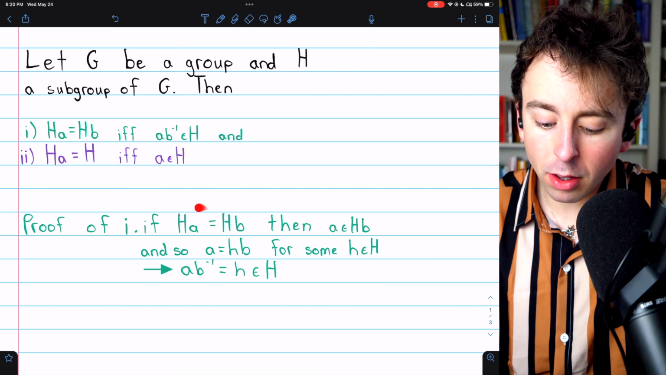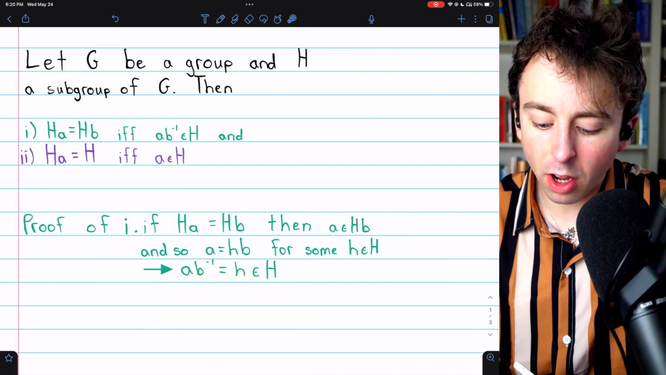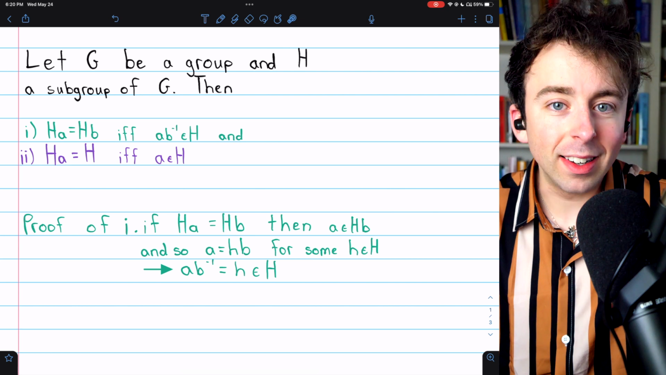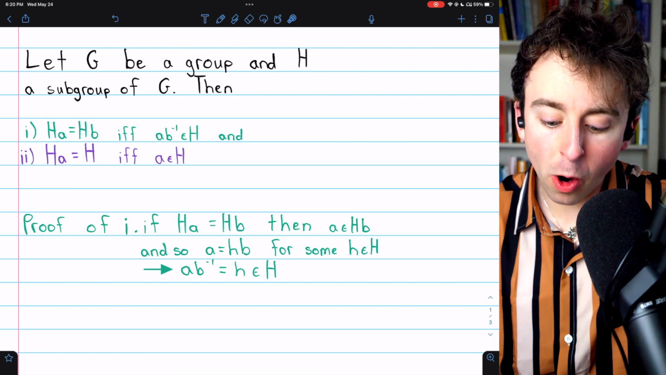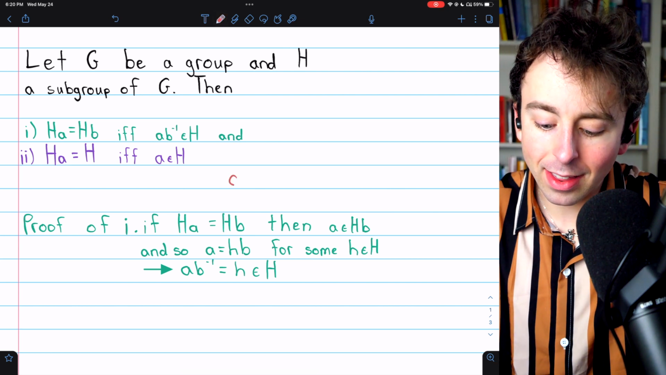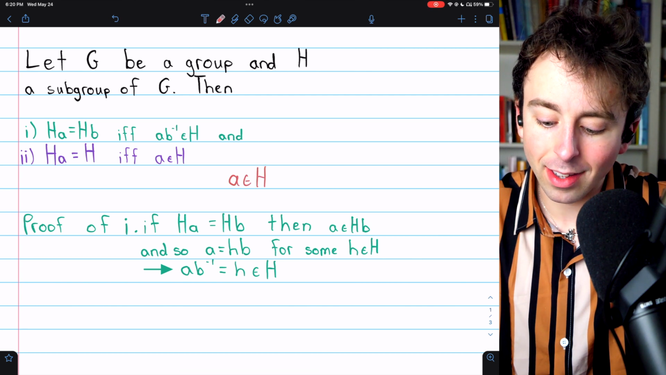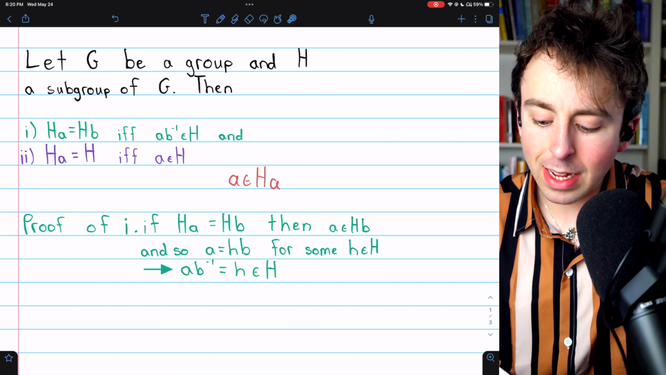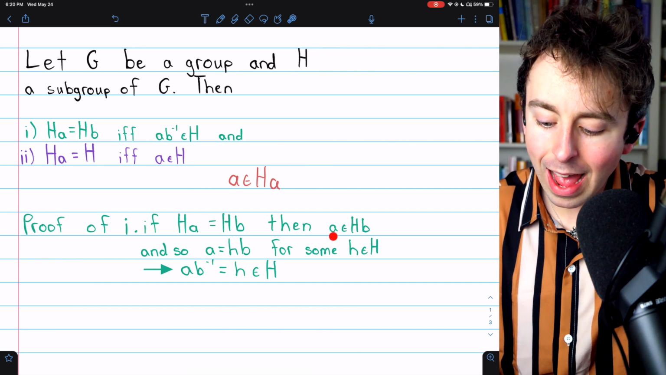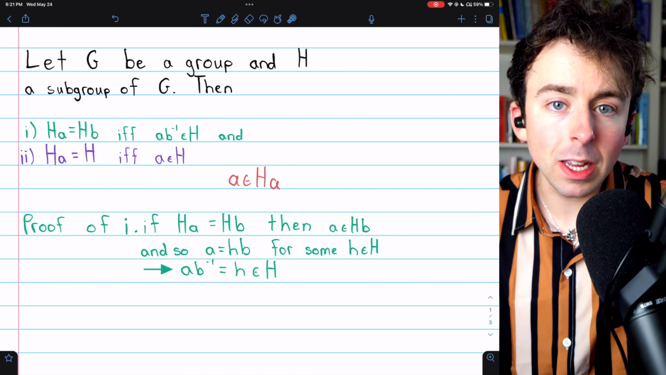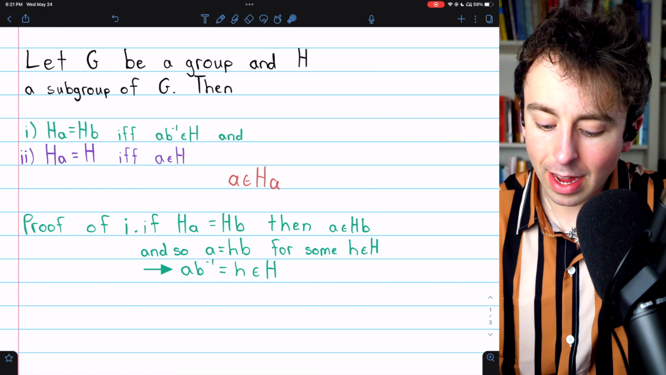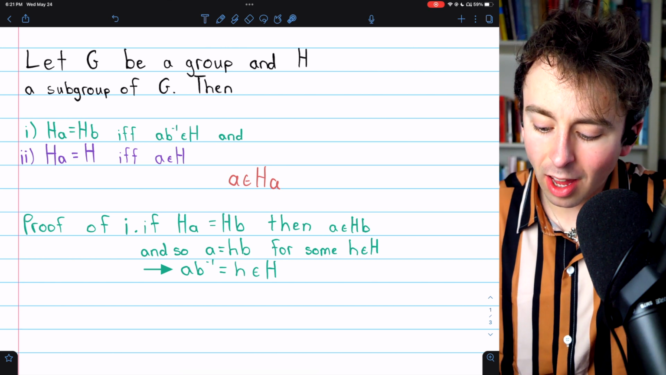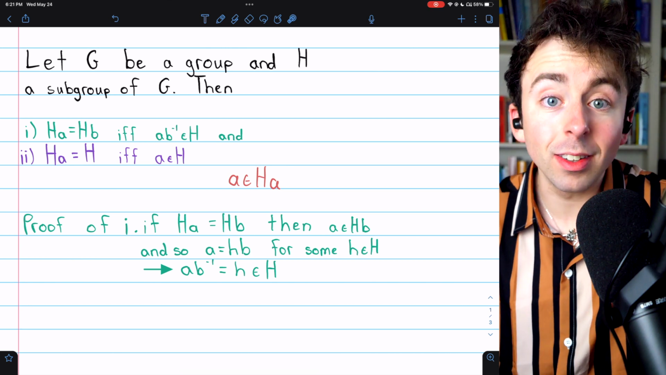So we assume that the coset HA is equal to the coset HB. But then certainly the subgroup H contains the identity, and thus the coset HA must contain the element A, right? We know that A is an element of HA. But that means if HA is equal to HB, then we also know the element A must belong to HB. And thus, by definition of a coset, that means that A equals hB for some element h of the subgroup H.